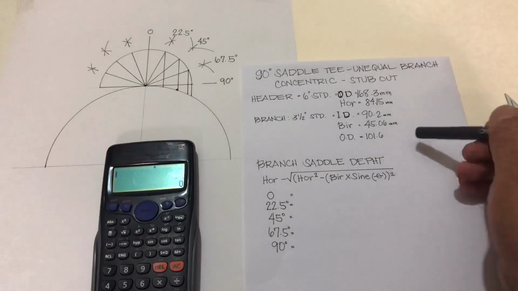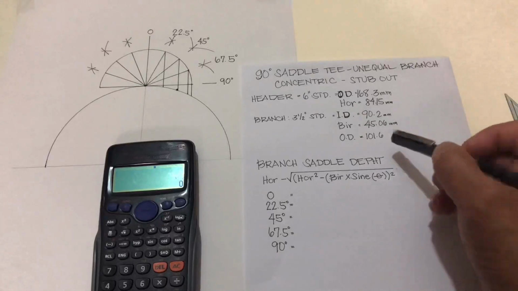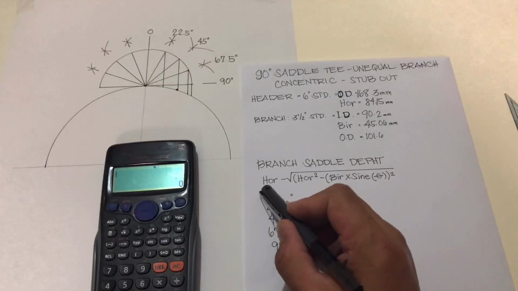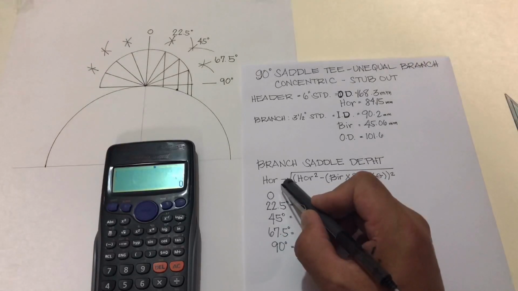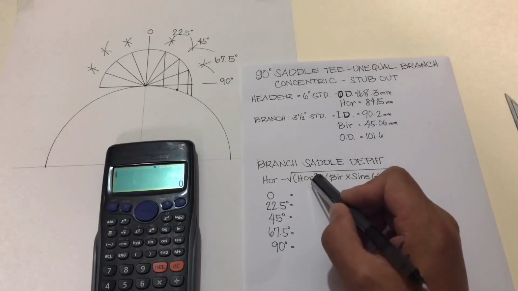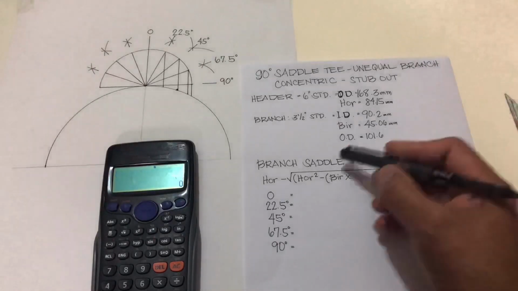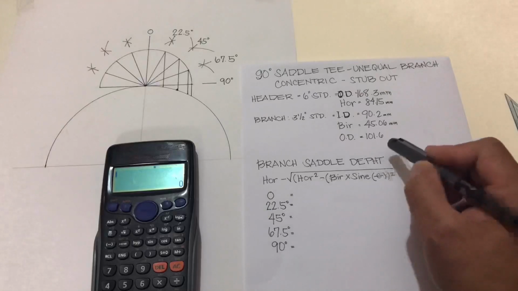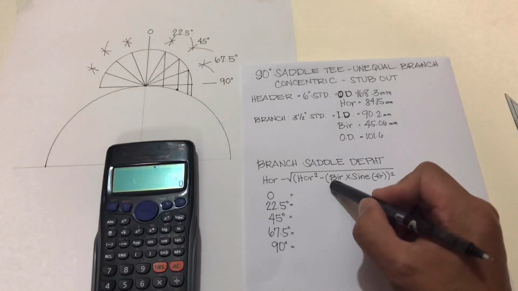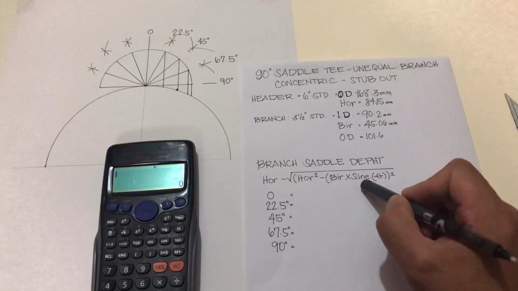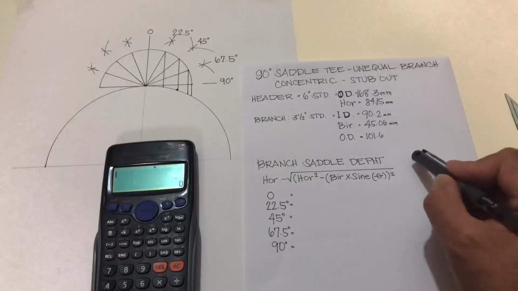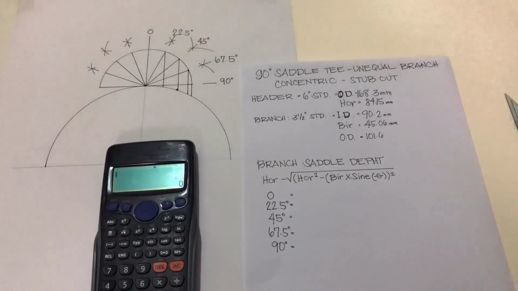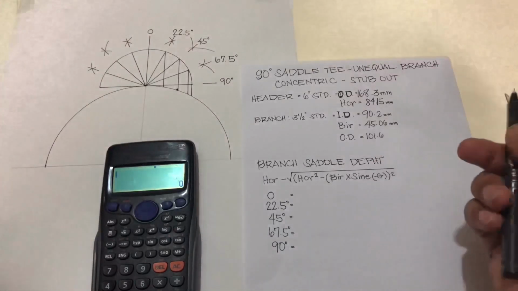In the calculation of branch saddle depth, the formula is header outside radius minus square root of header outside radius to the second power or squared minus branch inside radius multiplied by sine theta or degrees angle, then squared it. Okay, let's start our calculation.